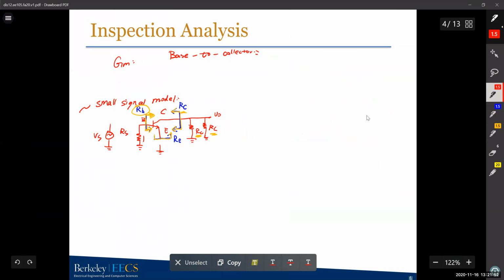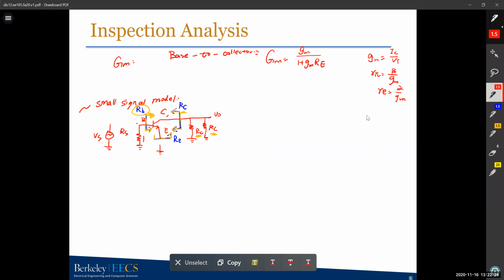So you want to find what's the gain between base and the collector. The GM is small GM. This is a parameter you defined using your DC biasing current. So the GM is IC over VT. And your R pi is beta over GM. And your RE, small e, would be alpha over GM, something like this. So base to collector capital GM will be GM over 1 plus GM times RE, R capital E. So it's an external resistance.